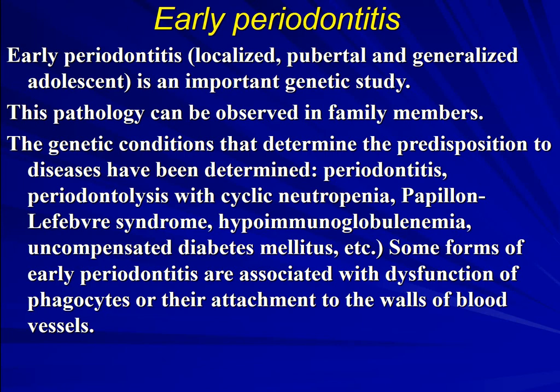Periodontitis, periodontolysis with clinical neutropenia, Papillon-Lefèvre syndrome, hypoimmunoglobulinemia, uncompensated diabetes mellitus, etc. Some forms of early periodontitis are associated with dysfunction of phagocytes or their attachment to the walls of blood vessels.